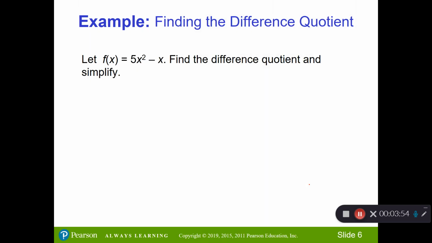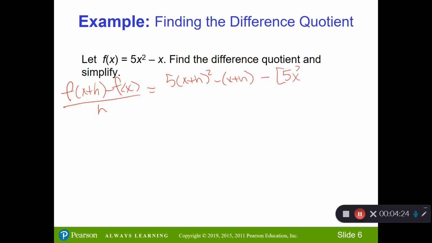Let's do it again with this example. So f of x plus h minus f of x all over h is our expression. Everywhere I have an x, I replace it with x plus h. 5 times x plus h squared minus x plus h, single. This x plus h is this x squared, and this x plus h is this x. Then minus f of x is the function just as it is, so 5x squared minus x, all over h.